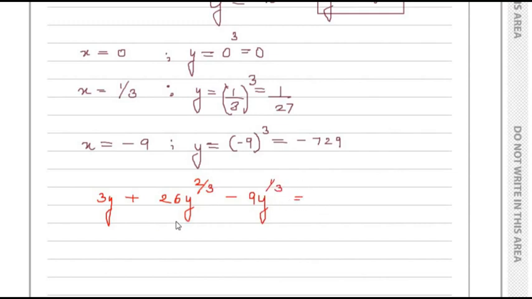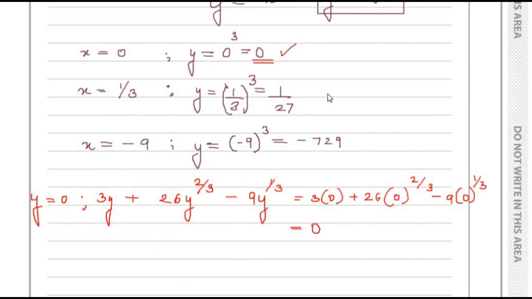So let us check for the first one, that is when y is equal to 0. When y is 0, we are just going to multiply all the terms with 0. So 3 times 0 plus 26 times 0 to the power of 2 over 3 minus 9 times 0 to the power of 1 over 3. So this gives us equal to 0. Hence this is a solution.